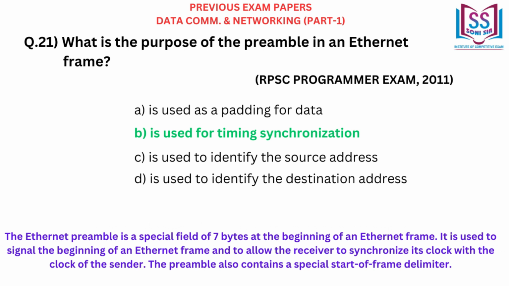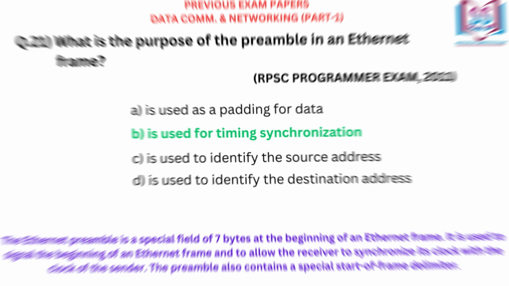The Ethernet preamble is a special field of 7 bytes at the beginning of an Ethernet frame. It is used to signal the beginning of an Ethernet frame and to allow the receiver to synchronize its clock with the clock of the sender. The preamble also contains a special start of frame delimiter.